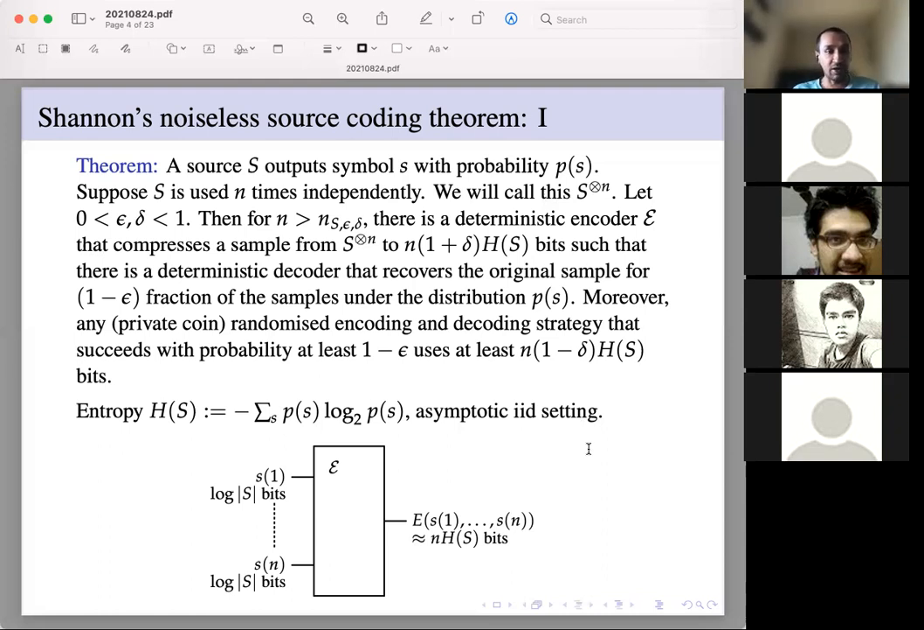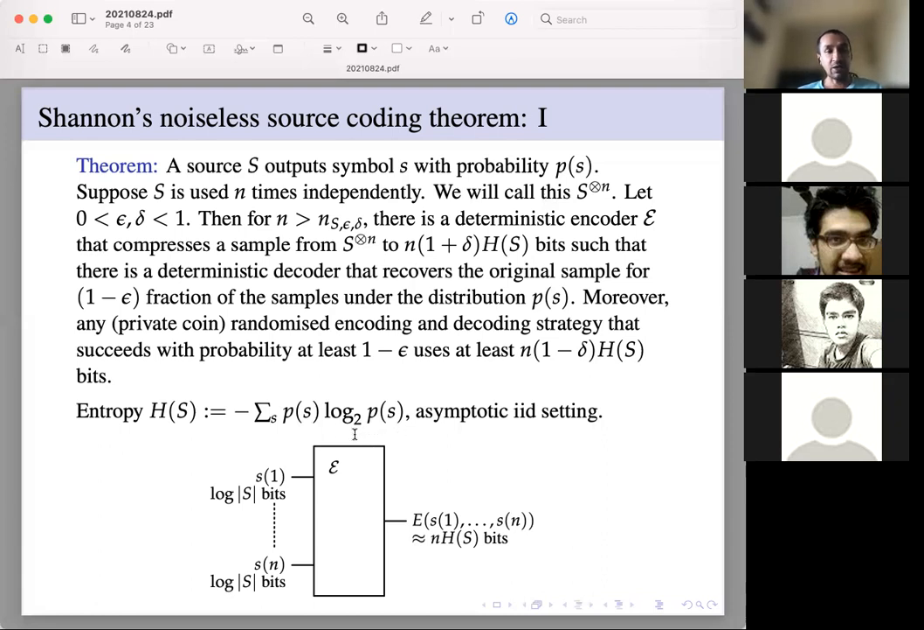This is like the usual information storage setting. The encoder and decoder might even act on different days, so they are completely independent of each other. They're allowed to use private coins for their internal randomness for their purposes. So the converse says that any private coin randomized encoding and decoding strategy that succeeds with probability at least 1 minus epsilon uses almost n h s bits, but you can see the fudge here. It is now n h s times 1 minus delta. So this is Shannon's theorem. And what is entropy? Entropy is this function, negative summation over the symbols s, ps log ps.